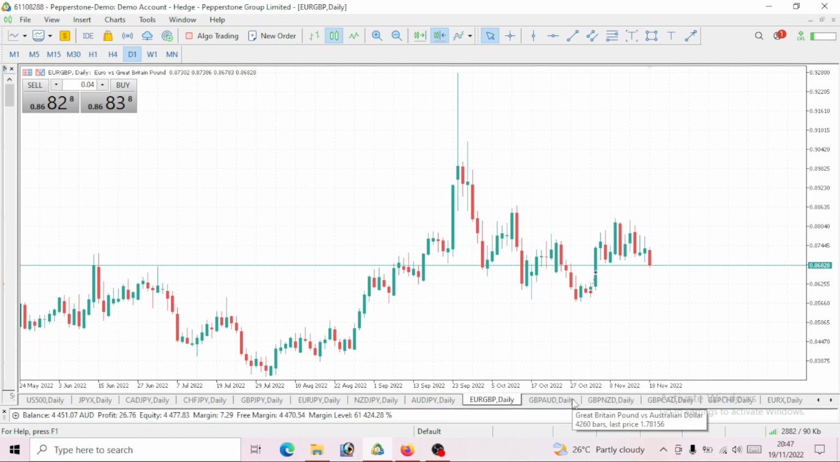So, we will take a look at Euro GBP, GBP AUD, GBP New Zealand dollar, GBP CAD, and GBP Swiss franc for this week. We would want to try and see where this price will be moving for this week.